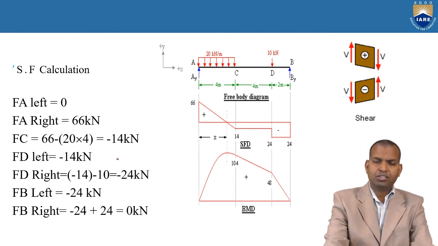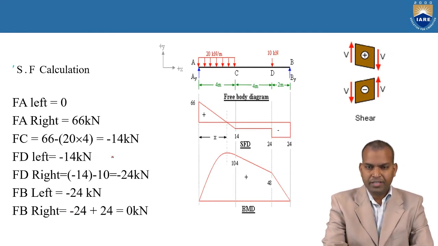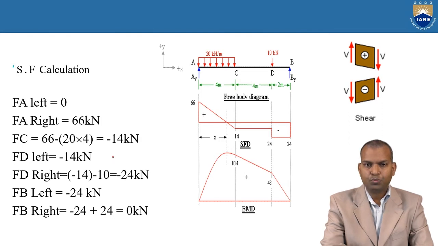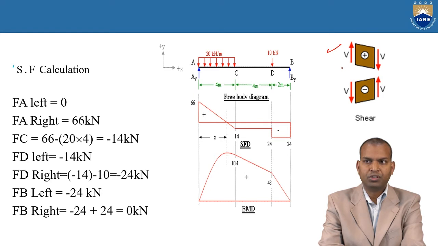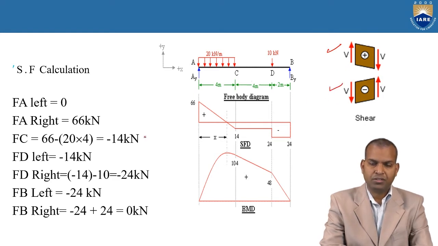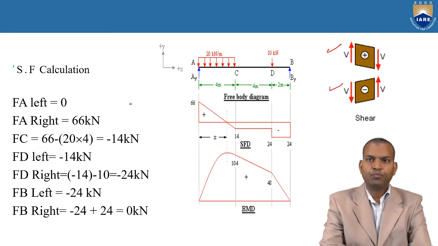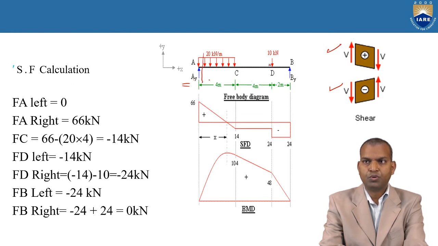So how do we calculate the shear force values at various points? In this case, it is points A, B, C and D. We have to draw using sign conventions. Here are the sign conventions: positive shear force sign convention and negative shear force sign convention. So at point A, what is the support? At A left, the shear force value is 0. At A right, the section direction is upward, that is the positive shear force, 66 kilonewtons.